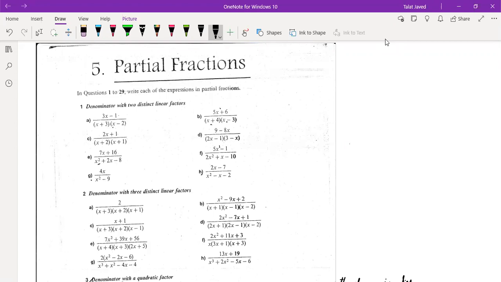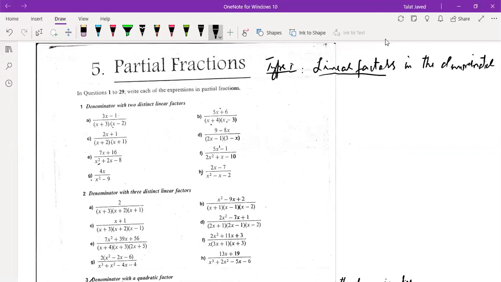Type 1 of partial fraction is linear factors in the denominator.